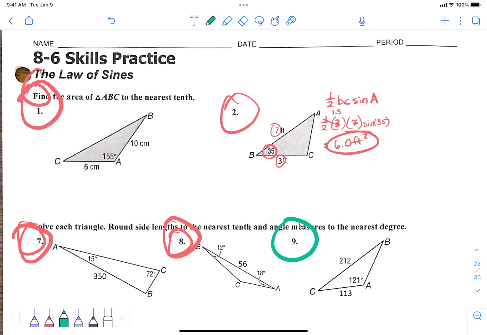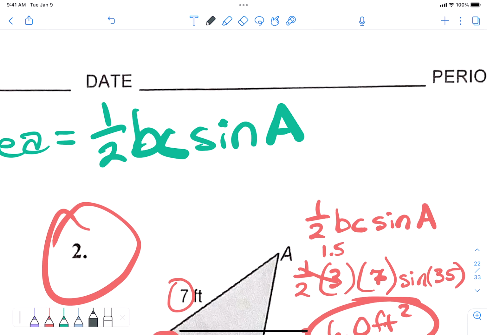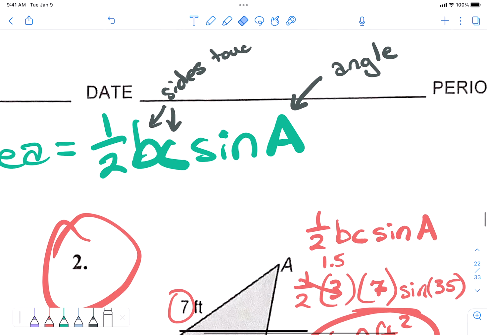These top 1 and 2, I think we did number 2 together, but the formula for area, which we did not talk about today, we talked about on Friday. The formula for area was 1/2 BC times sine of A, right? 1/2 BC sine of A. That was the formula for area. Now, it doesn't have to be angle A, but B and C have to be the sides touching the angle, or adjacent to the angle, okay?